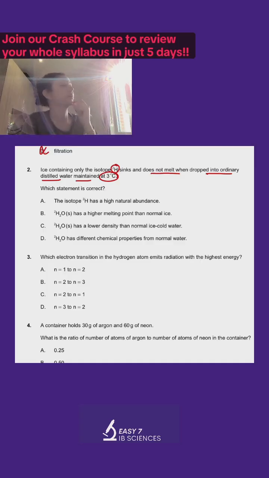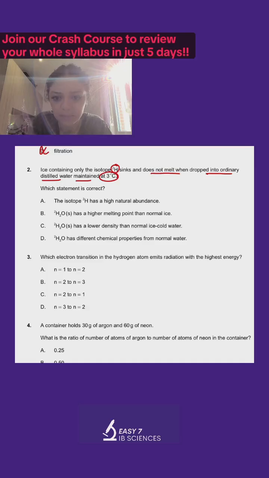This light's a bit annoying. Let me see if I can somehow close the light, but does anyone have an answer? So you haven't got an answer yet. Is this standard or higher level chemistry? This is standard level, but if you're higher level, you should be able to answer these as well. I'm just going to go ahead and close the window so that the light doesn't bother you guys so much.